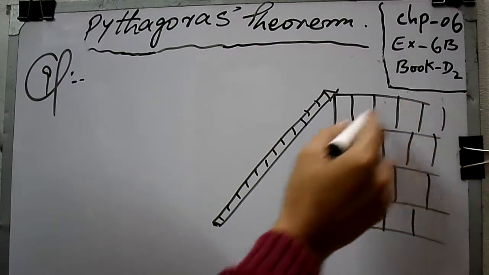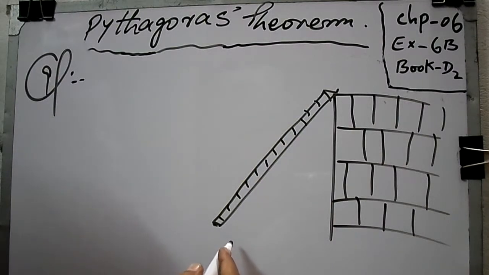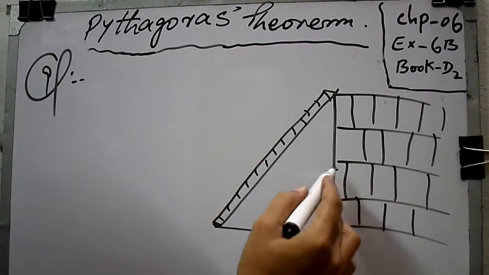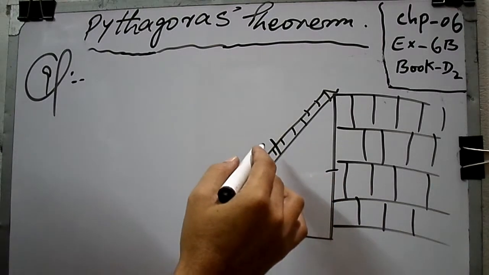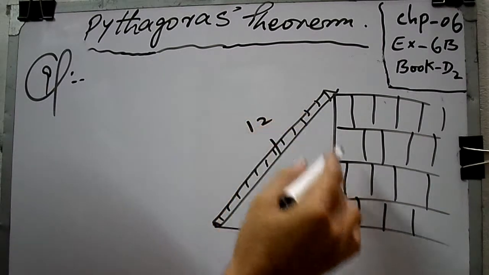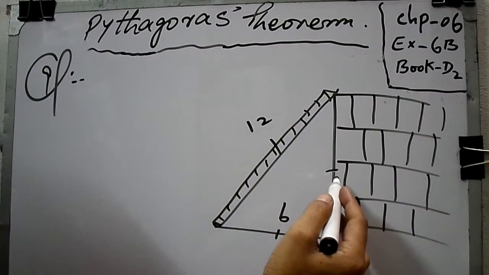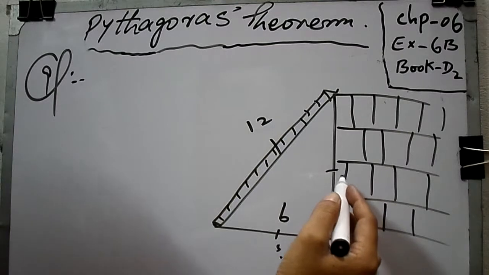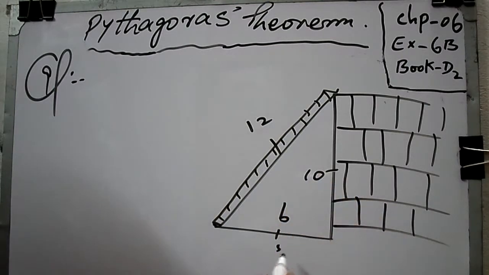So you can see here. The question is this: how far? It means you have to find how far it is from this wall. You have to find this, that is your b. You have to calculate this side. The length of the ladder is given to us, that is 12, and the height of the wall is given to us, that is your 10. So we have to find this.